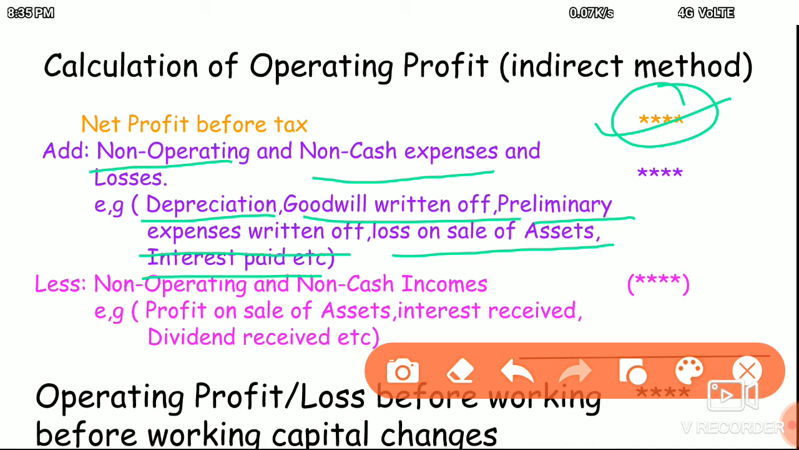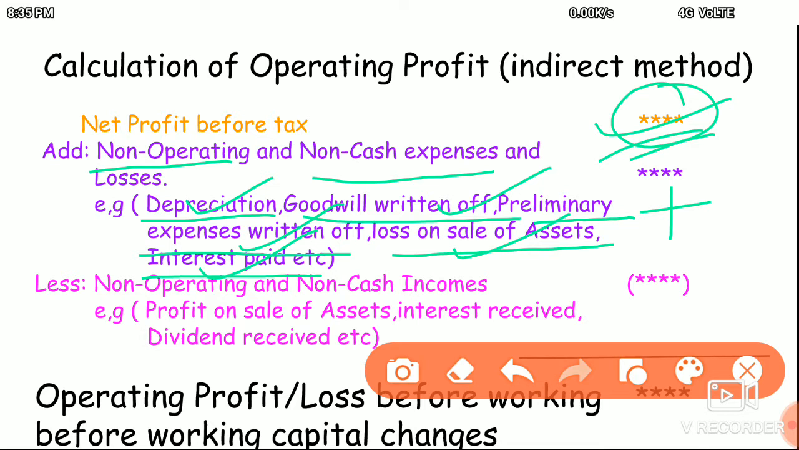Some of these items are non-operating items, some are non-cash items. For example, depreciation is an operating item, but it is a non-cash item. Goodwill written off is a non-cash item. Preliminary expenses written off is a non-cash item. Loss on sale of asset is a non-operating item. Interest paid is a non-operating item. Now, these items will actually decrease the profit. So in order to adjust our net profit, we add them back to the net profit.